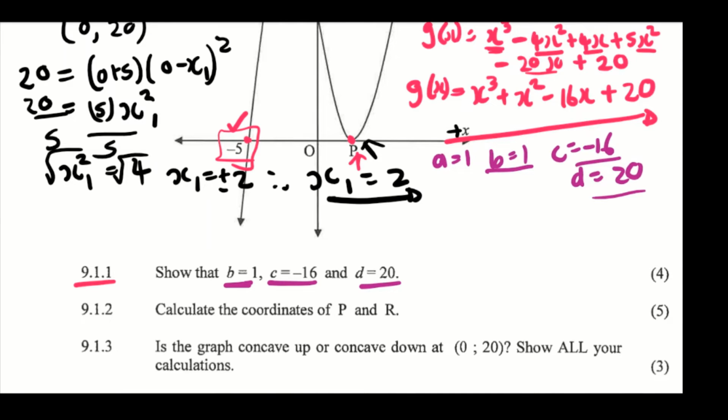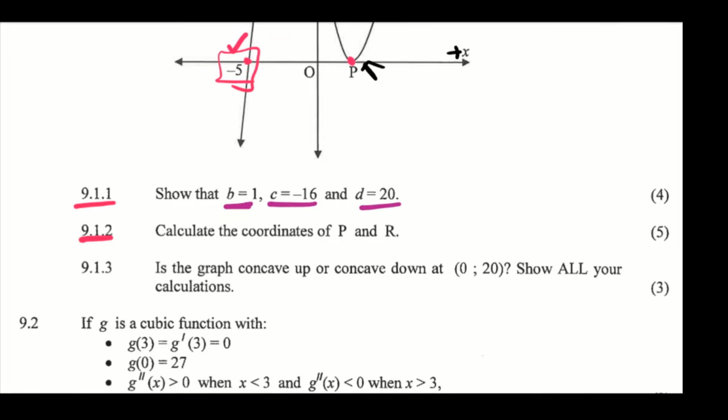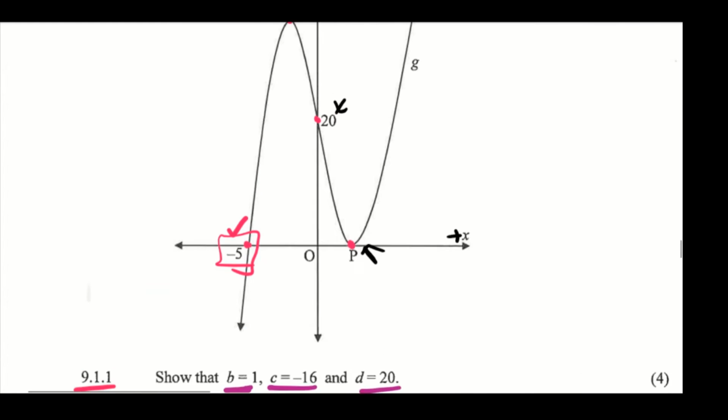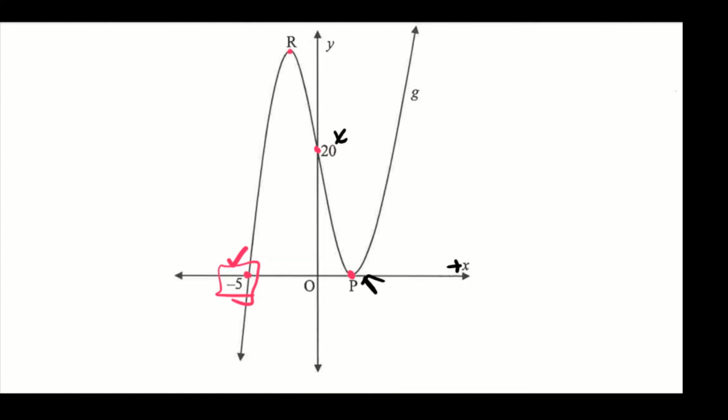Let me just erase. There's 9.1.2. Calculate the coordinates of P and R. So you want to identify the turning points of the function, right? And we already know the function is equal to x cubed plus x squared minus 16x plus 20, right?